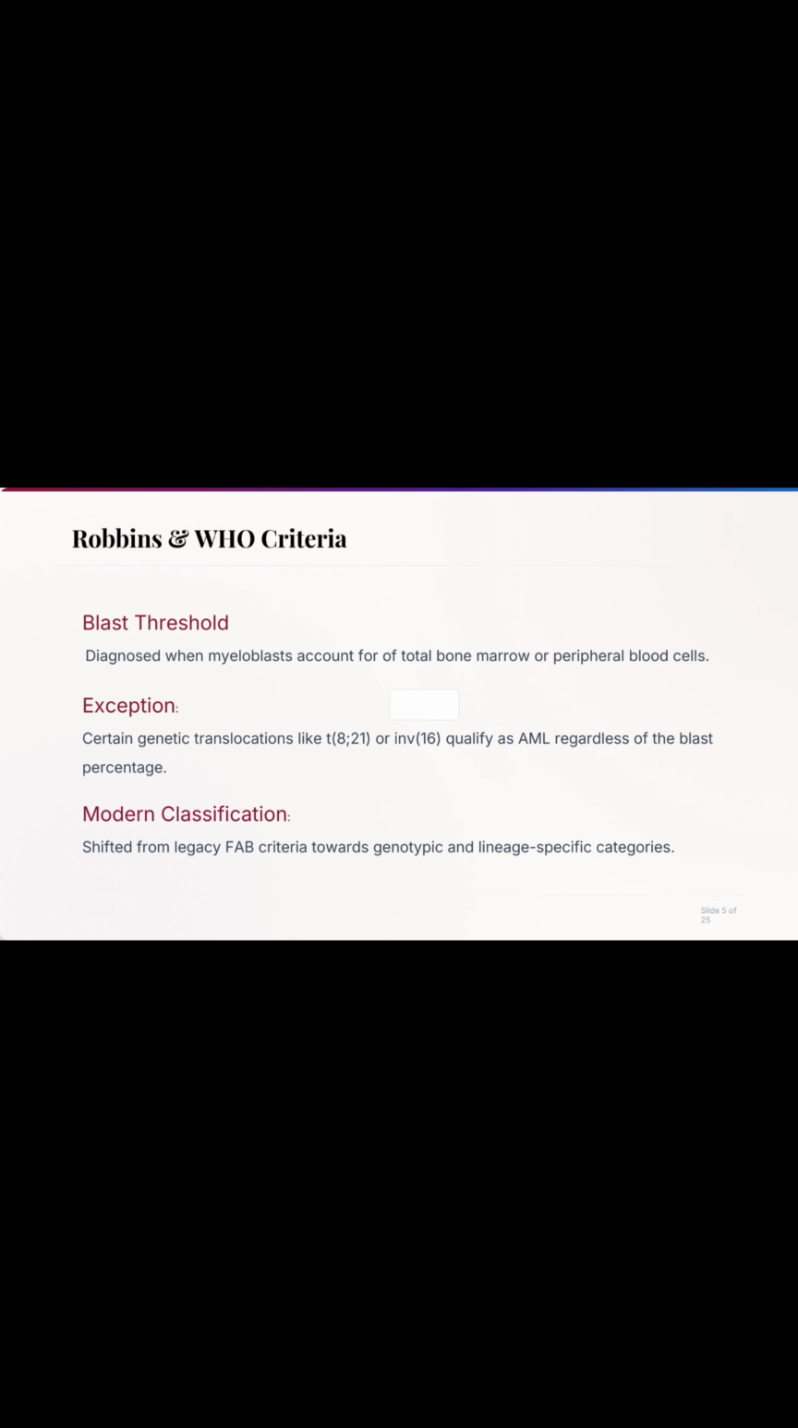Robbins and WHO criteria. Blast threshold: it is diagnosed when myeloblasts account for 20% or more of total bone marrow or peripheral blood cells. Exception: certain genetic translocations like t(8;21) or inv(16) qualify as AML regardless of the blast percentage, that is, even below 20%. Modern classification shifted from legacy FAB criteria towards genotypic and lineage specific categories.